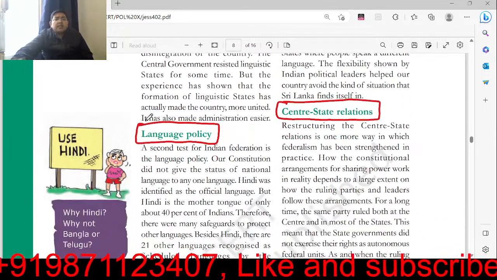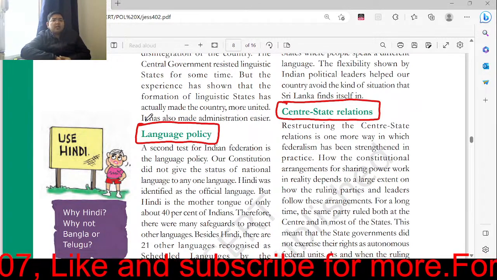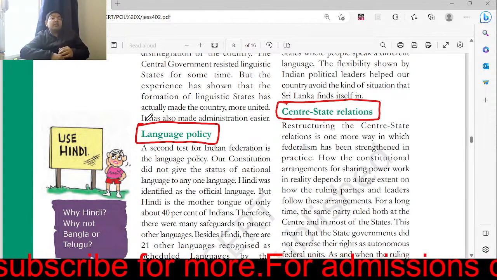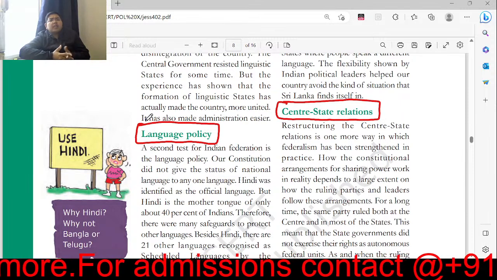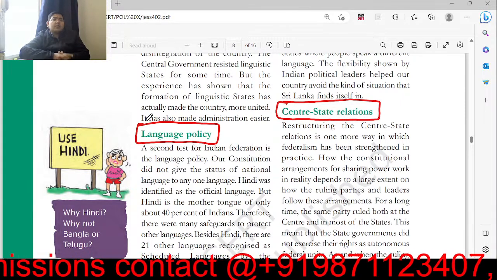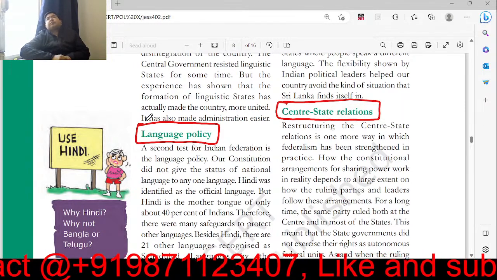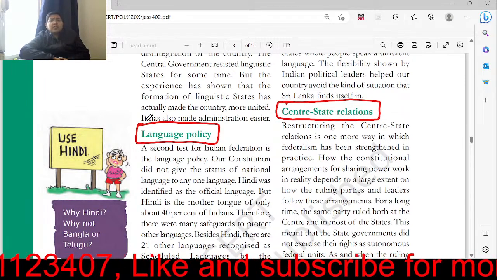Now, regarding central-state relations, there are two things. Number one, it is categorically written in our constitution. The second thing is that over a period of time, the central-state relations have changed in practice. For a long period of time, India had single party rule. For the first 20-30 years of Indian independence, or Indian democratic history, the same party ruled both the states and the center.